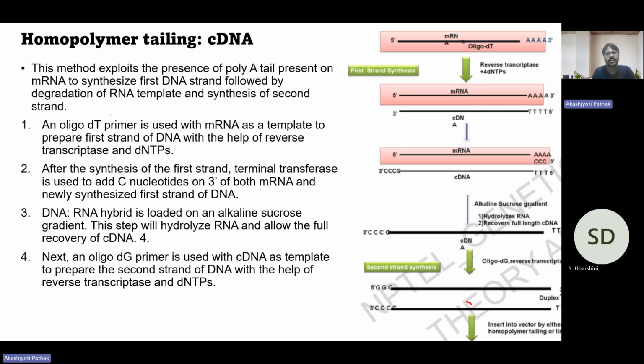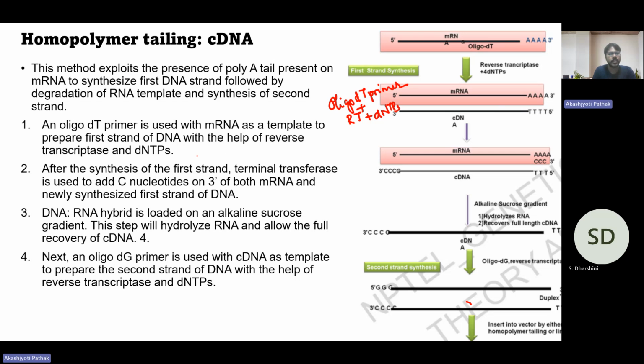So what are the steps? In the first step, we have isolated the pure mRNA. In the next step, we are using an oligo dT primer, and so we are setting up a reaction. Along with it, we have to take an enzyme, the reverse transcriptase enzyme, and the dNTPs, the nucleotide triphosphates. This reverse transcriptase enzyme will bind to this oligo dT primer, and then, following the complementary rule, it will add the complementary nucleotides one by one.